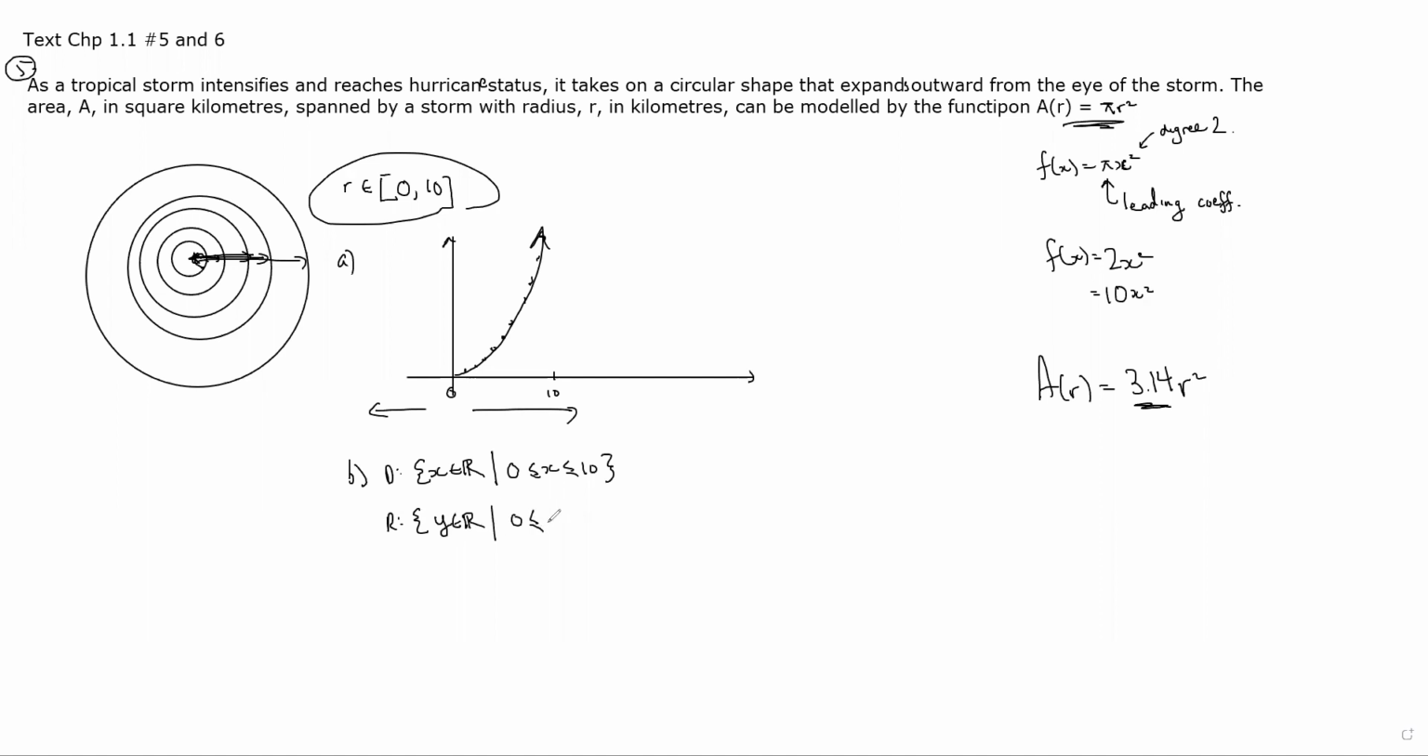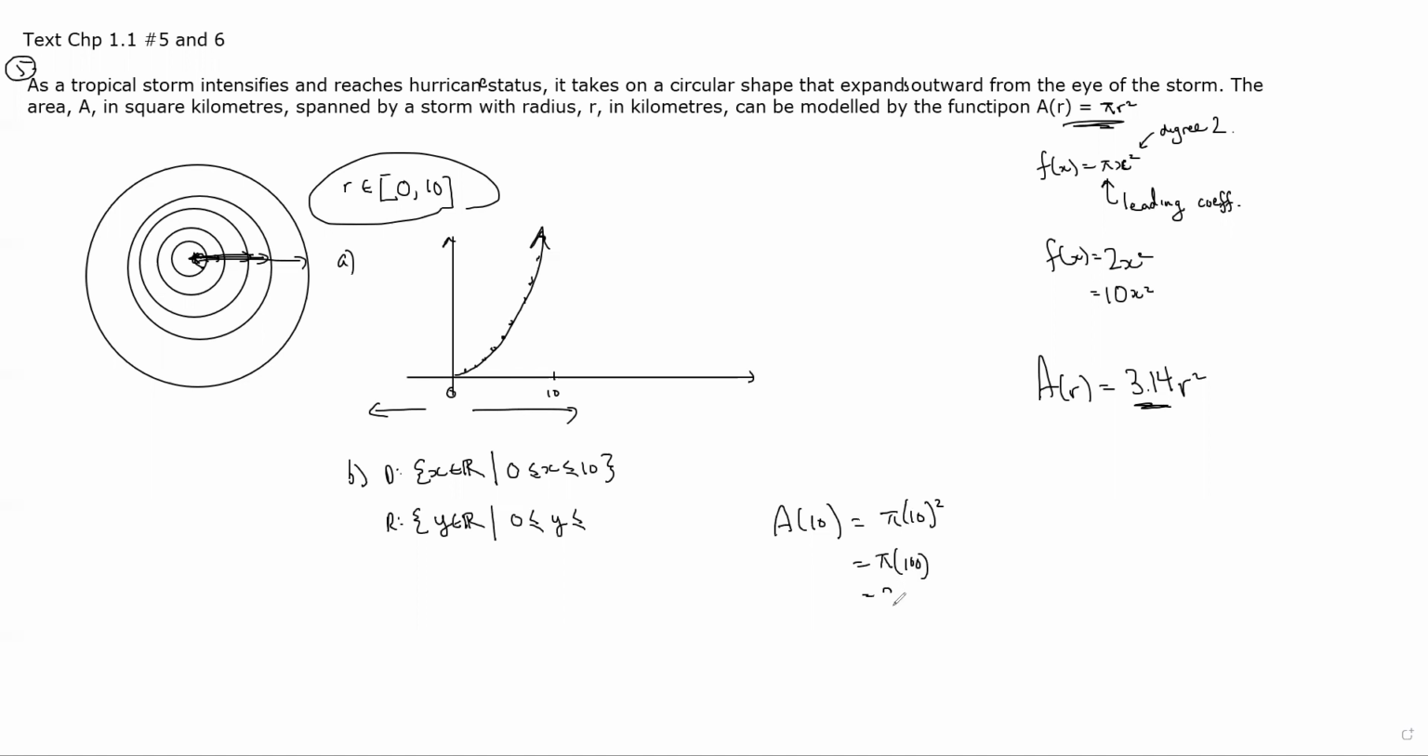The area is going to be from 0 to, I have to figure that out. What is f of 10? Sorry. What is the area when the radius is 10? So that would be pi times 10 squared. That's basically pi times 100.